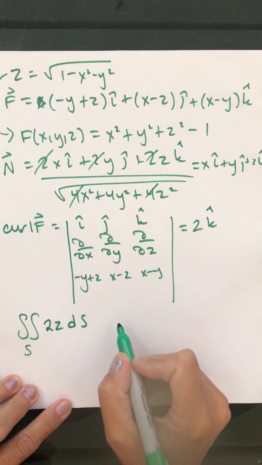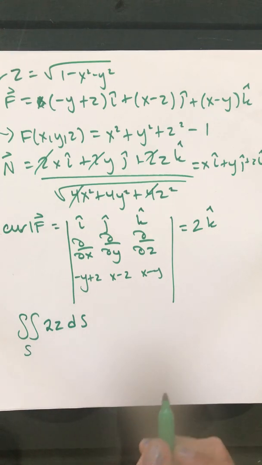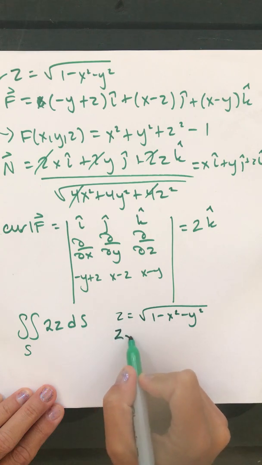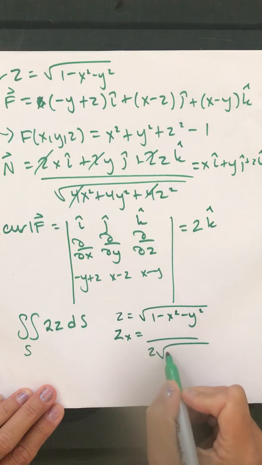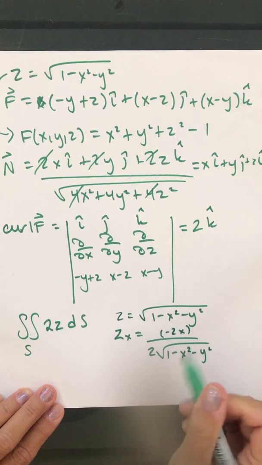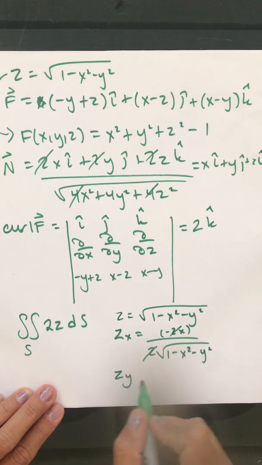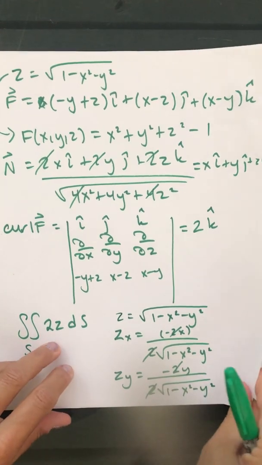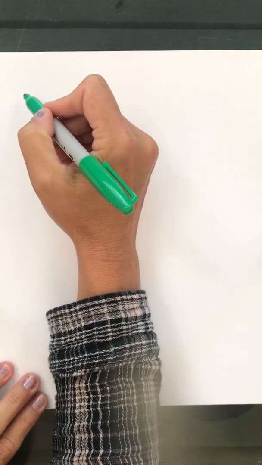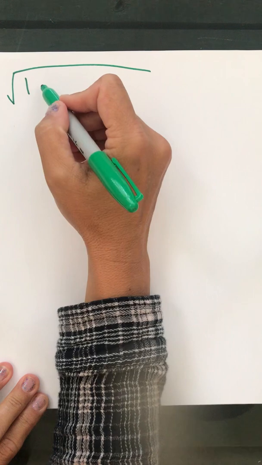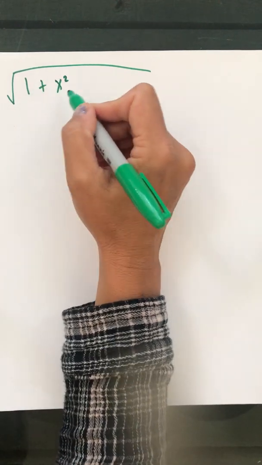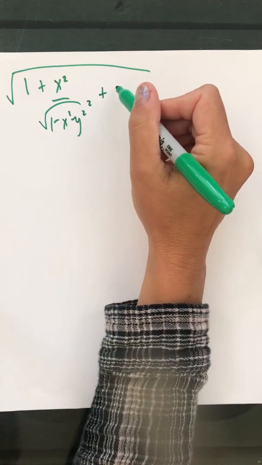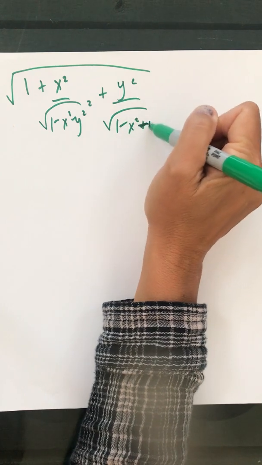Remember that this isn't particularly useful with a dS, so we're going to have to solve for dS in terms of dA. I know that z is rad 1 minus x squared minus y squared. The partial derivative of z with respect to x is 1 over 2 rad 1 minus x squared minus y squared times -2x, and the partial of z with respect to y is 1 over 2 rad 1 minus x squared minus y squared times -2y. This gives me rad 1 plus the partial with respect to x squared, so x squared over rad 1 minus x squared minus y squared, plus y squared over rad 1 minus x squared minus y squared.